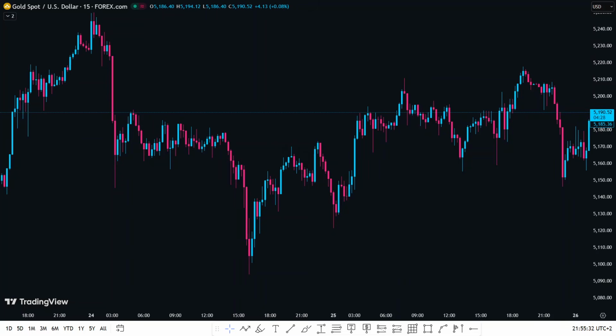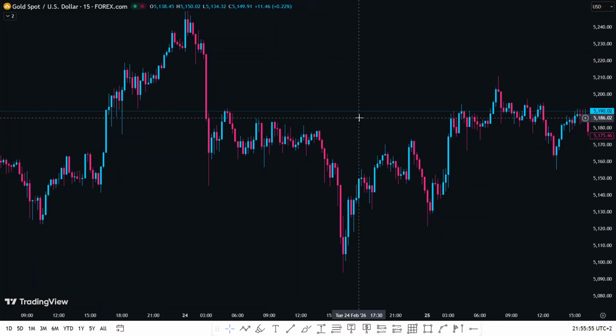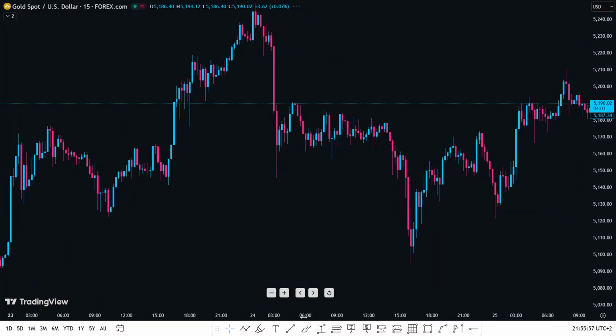So the first thing that we're gonna do is start by identifying liquidity. The liquidity pools are areas where retail traders place their stop losses, usually above equal highs or equal lows. If you see double tops, double bottoms, that's liquidity. The market is engineered to target these. So let's quickly mark the areas of liquidity, right?